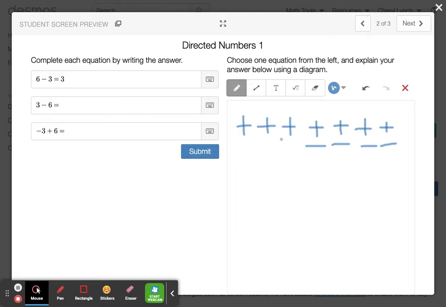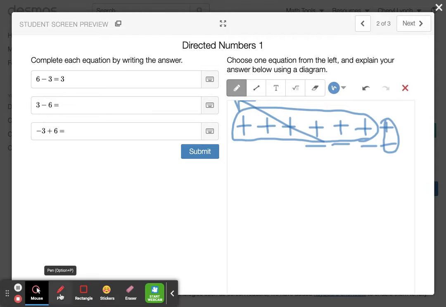Okay, so I'm starting with 3 because these are 0 pairs. I have 3 positives here, and now I want to take away 6 positives, so I'm going to circle 6 positives. 1, 2, 3, 4, 5, 6. And I'm going to take those away or delete them or subtract them. Oh, look over here, I added one extra 0 pair. So I am left with 3 negatives. 1, 2, 3 negatives. So then I know that 3 minus 6 is negative 3.